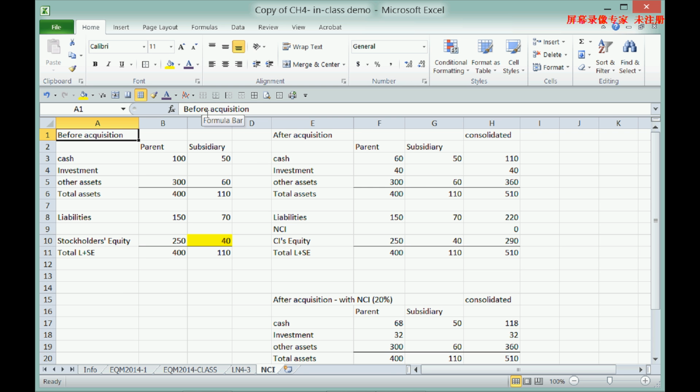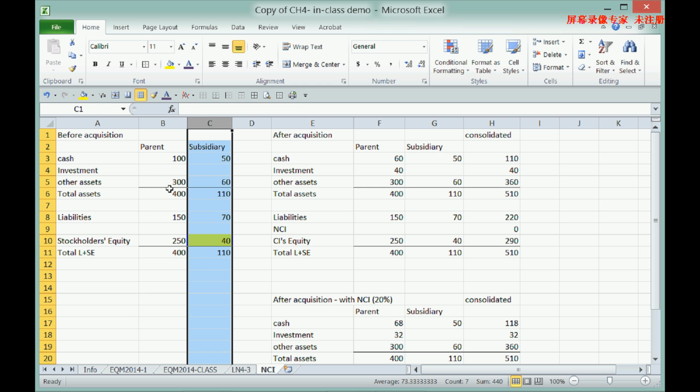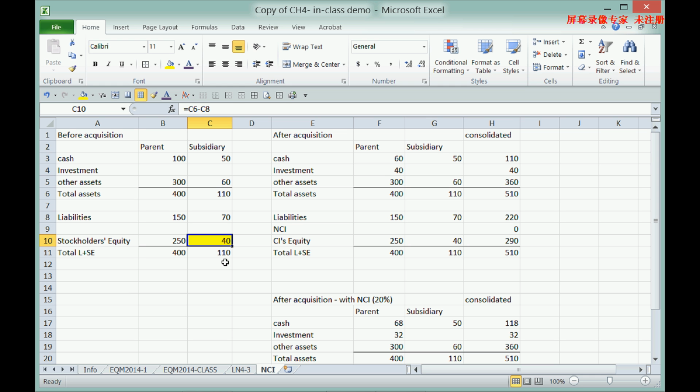So let's look at two companies, the parent and the subsidiary, before acquisition. Before acquisition, the parent has $100 cash, no investment, other assets $300, total assets adding up to $400. The liabilities of the parent are $150, shareholders' equity $250. You can see 400 minus 150 is 250. So total liabilities plus stockholders' equity is $400. The subsidiary has a similar structure, and the shareholders' equity is $40.